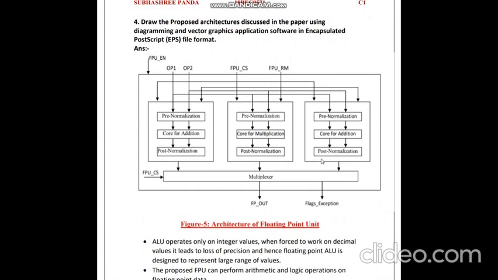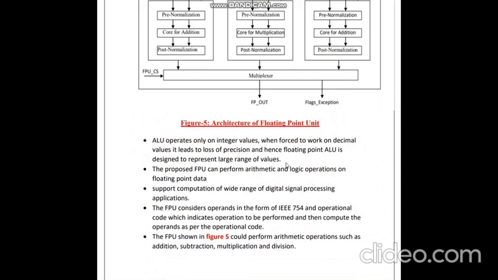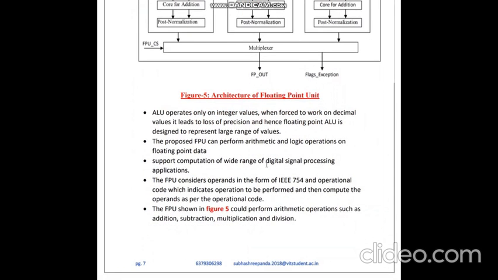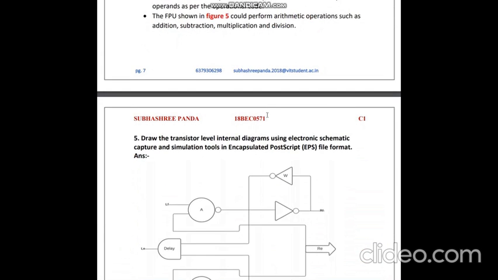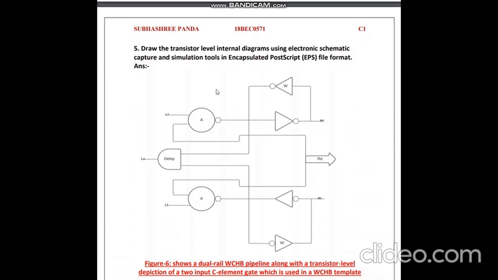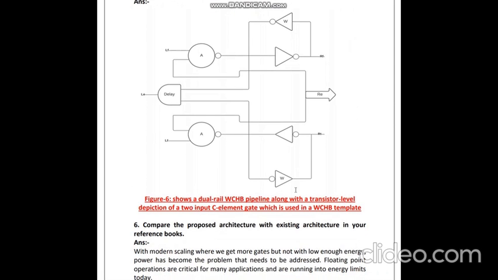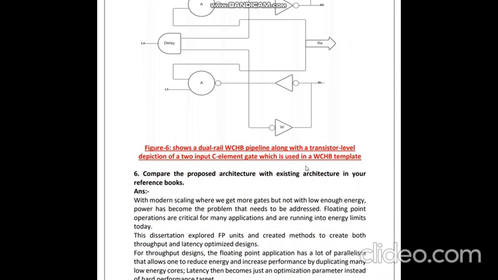So this is the architecture of the floating point unit, which I've already discussed. Obviously, an ALU operates only on integer values, and when forced to work on decimal values it leads to a loss of precision, and hence the floating point ALU is designed to represent a large range of values. I have discussed all these things in the very beginning. And this is the transistor level diagram regarding this report. It shows a dual rail WCHP pipeline along with a transistor level depiction of a 2-input C element gate, which is used in the WCHP template.